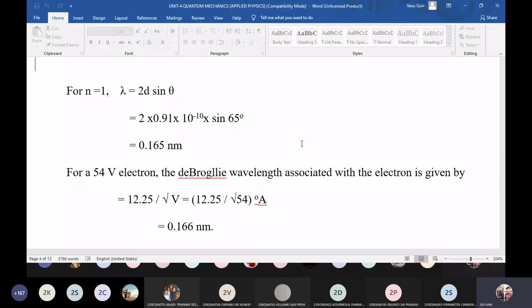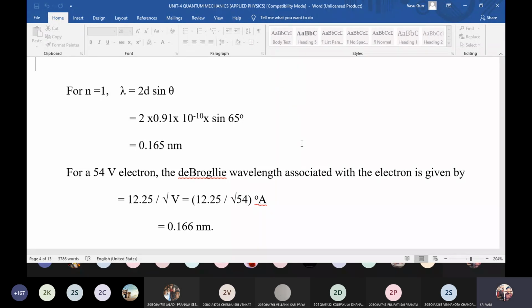This is the most important formula for doing problems also. Total quantum mechanics moves with this formula, 12.26 by root V formula. Because in every experiment, we are moving the electron with the help of potential. So in all de Broglie formulas, the formula which is related to the potential is lambda is equal to h by root of 2meV. After simplifying h, m and e, it is 12.26 and the remaining root V.